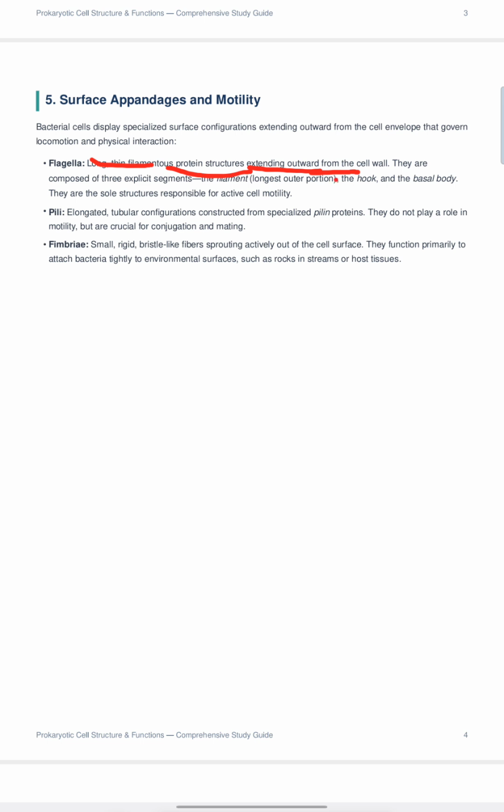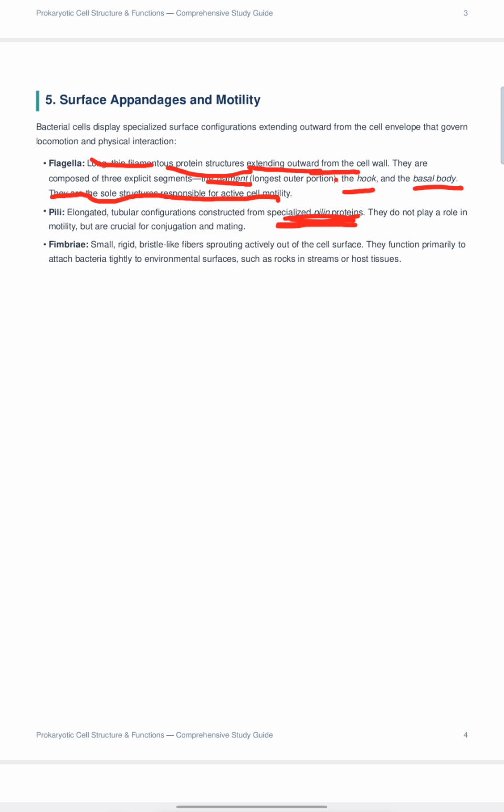They are composed of three explicit segments, that is, filament, hook, and basal body. They are the sole structure responsible for active cell motility. Pili are elongated tubular configurations constructed from a special protein, that is pilin protein. They do not play a role in motility but are crucial for conjugation and mating.